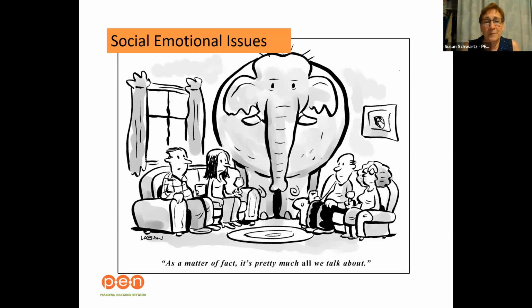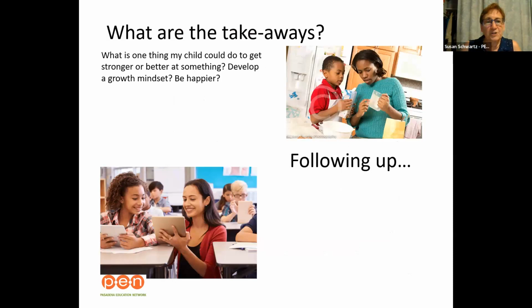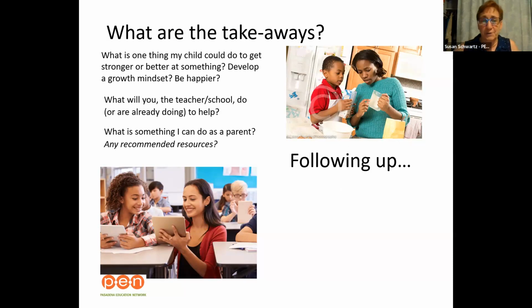So what are the takeaways? You want to walk away with a goal, maybe you want them to have a more positive growth mindset, or maybe you just want them to be happier and enjoy school more if they seem like they're not enjoying school. Maybe that's the goal. What will you do, or what are you already doing to help with that? What is something I can do as a parent? Are there any resources that you recommend?